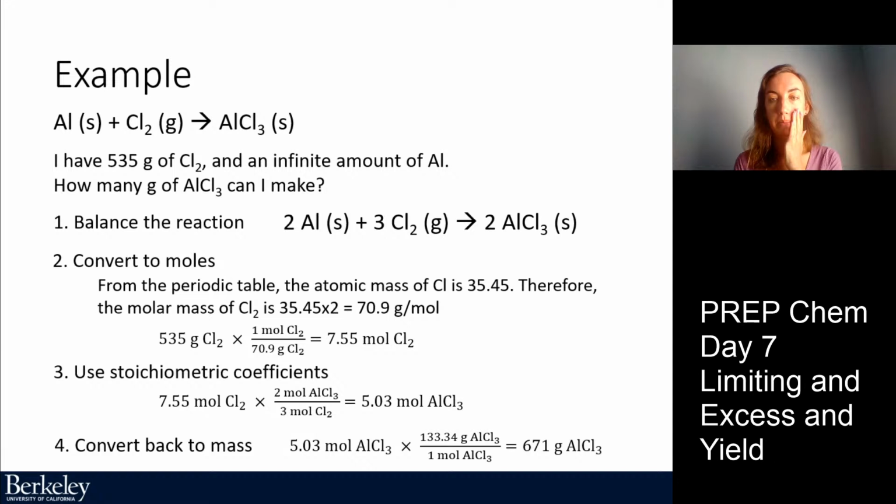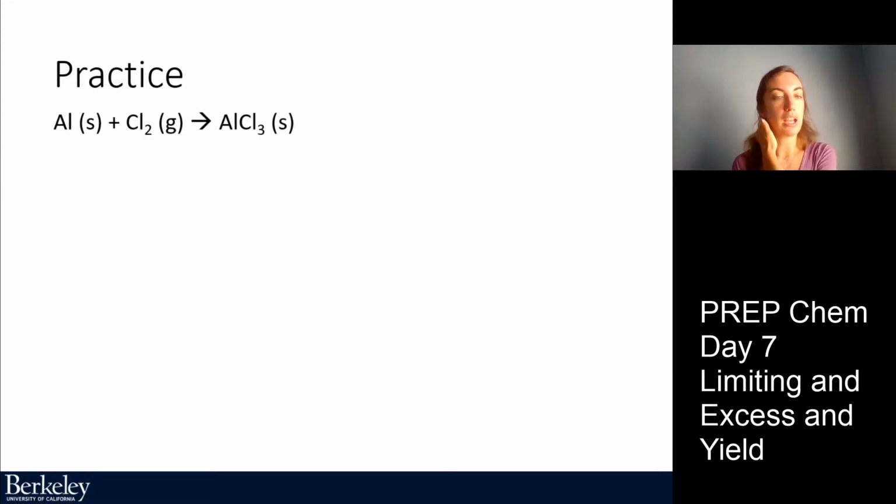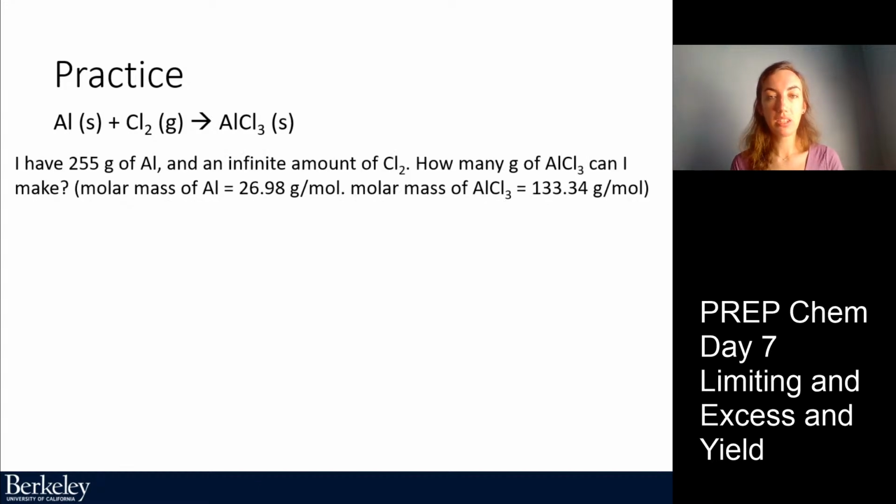Okay, I'm gonna put up a practice problem for you all. So let me know if you have questions as your group is trying to solve this. So I have the exact same reaction, but now I'm saying I have 255 grams of aluminum and an infinite amount of Cl2. How many grams of AlCl3 can I make? And I'm giving you the molar masses here just so you don't have to look them up.